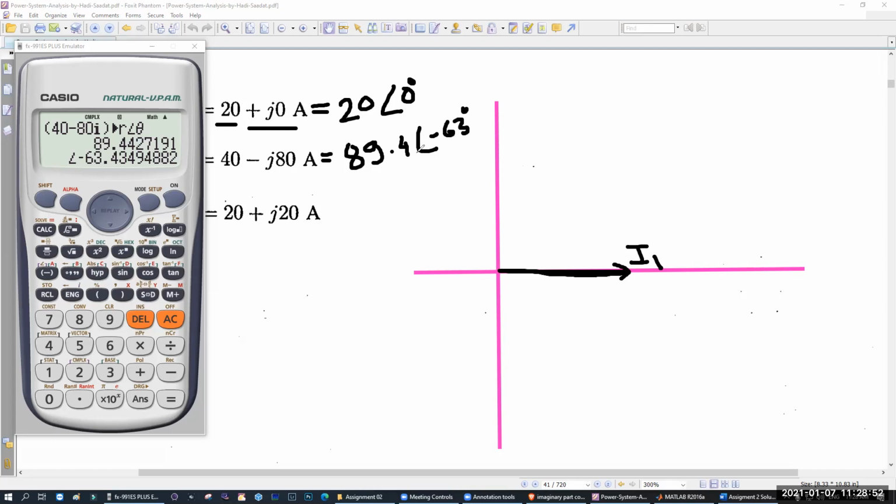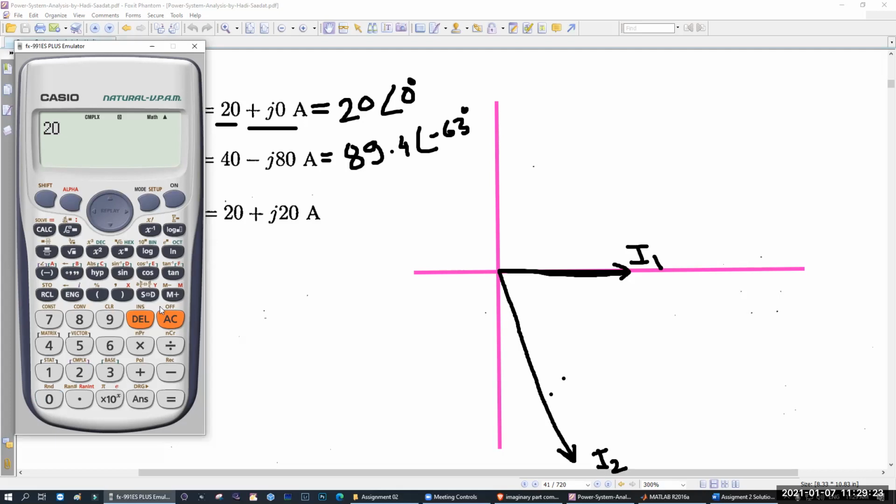Plus angles are here, minus angles are here. This is a minus angle, minus 63. So this one is 0, this one is minus 90, so this one is about minus 63. Got my point? This is your I2. What about I3? 20 plus, okay, let's go there.